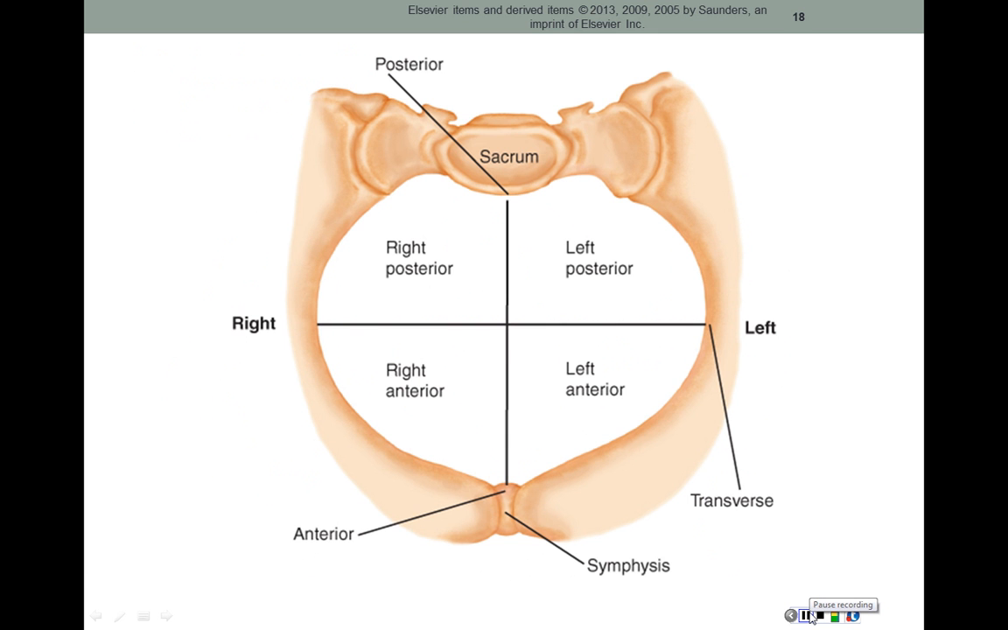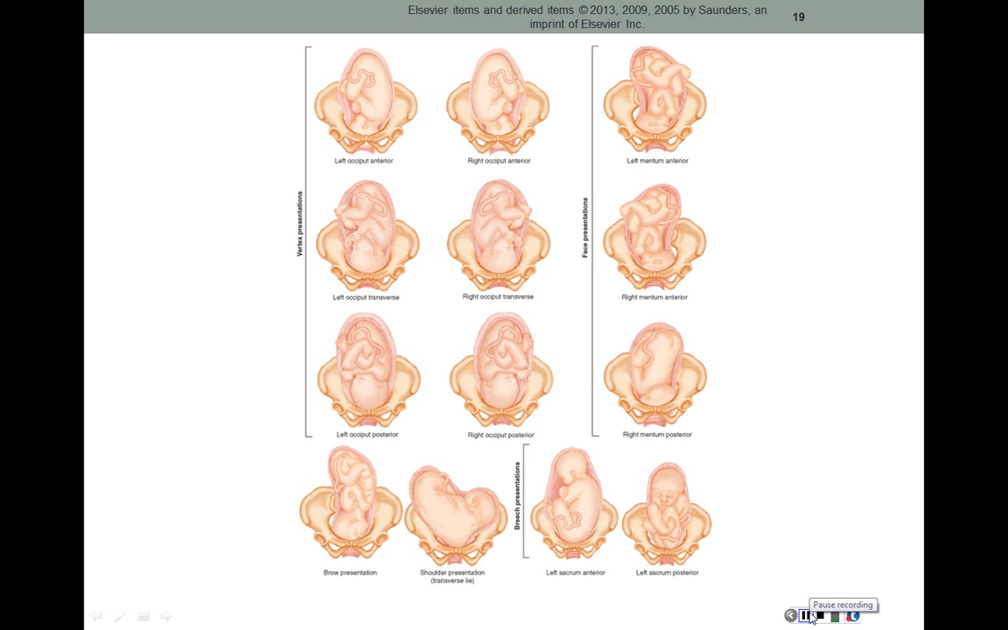This is an illustration of the 4 quadrants in the maternal pelvis, and this is what we would use to describe the fetal position. This is another example of some fetal presentations, and these are on page 327. You can look over those and see all the different ways that baby can present when it's being born.